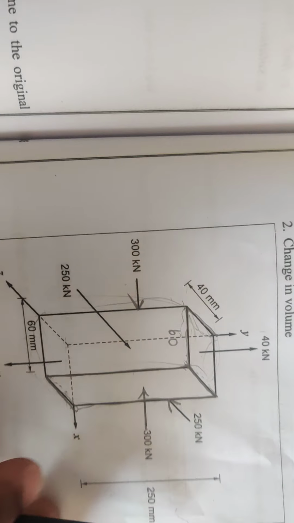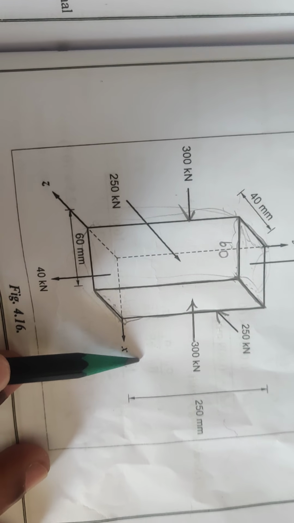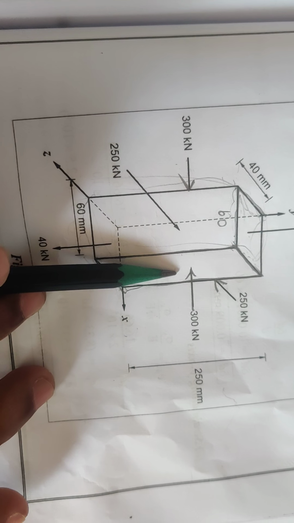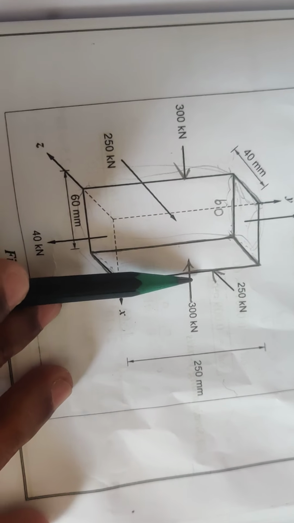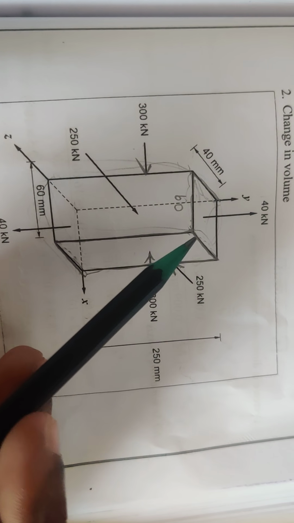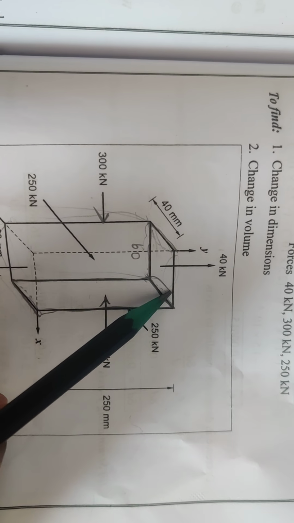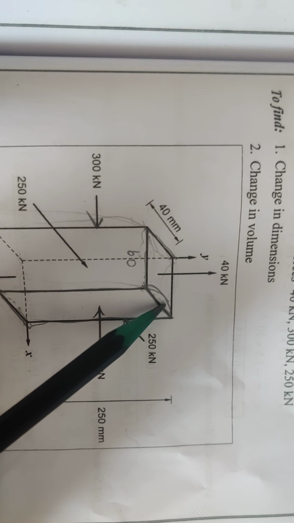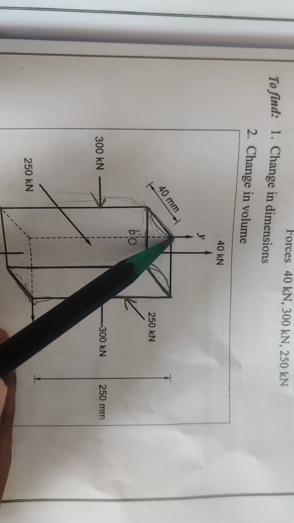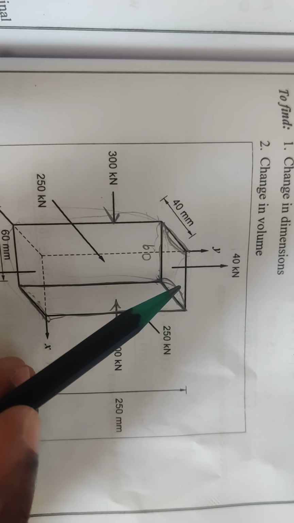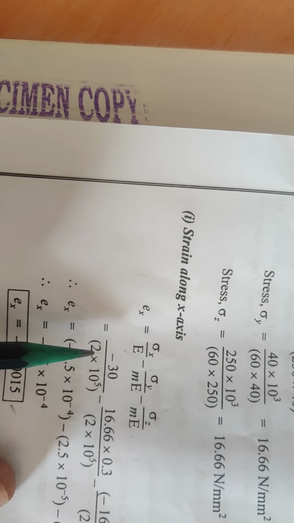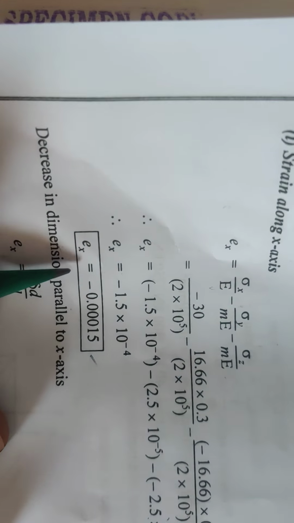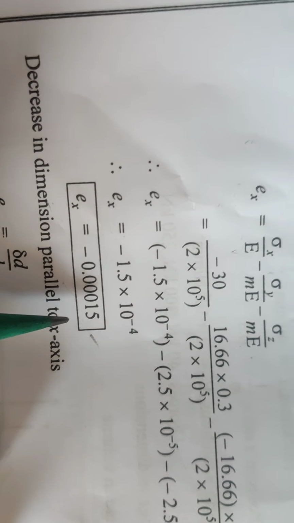Okay, so in the figure, in x direction we are applying a compressive force, that is 300 kilonewton. Because of this compressive force, the material will shrink. It will shrink this way. Similarly, in this portion also the shrinkage will appear. So there is a reduction in volume, so that is why we are putting the minus sign. So we are getting a strain in x direction as minus 0.00015.